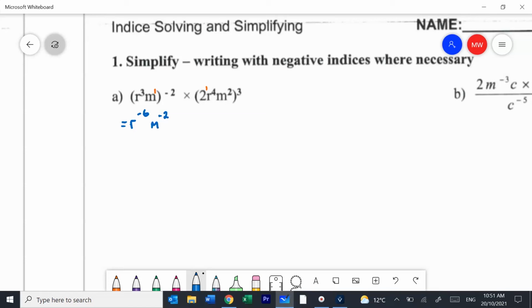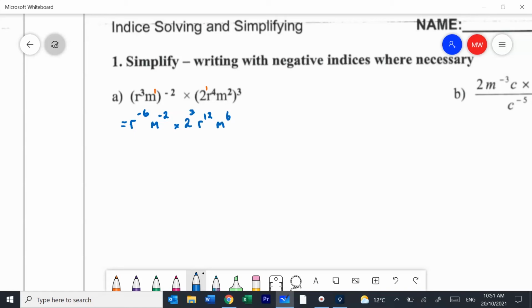Then I've got 2 to the now power of 3 because it's 1 times 3. We'll leave it in like that just in this line, but normally I just immediately make that an 8, okay? But so it's nice and clear. Then we've got r to the 4 times 3, so we've got r to the 12, and then we've got m to the 2 times 3, which is 6.